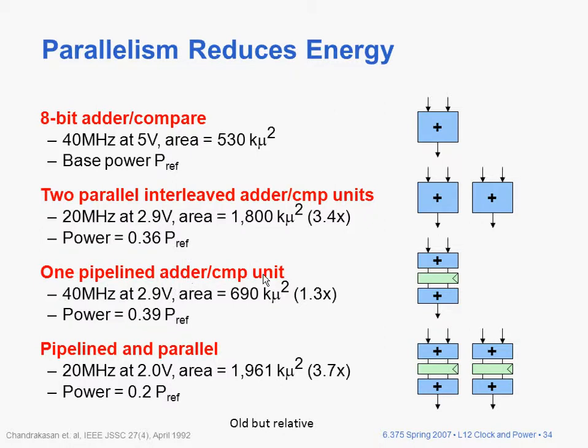One pipelined adder comparator unit again operated at a higher speed, took a little bit more area than the 8-bit adder comparator that was being compared to, 1.3 times the area, for example, but the power was down to 40% of the power required by that one. And pipeline in parallel then was operating at a lower speed, consuming a lot less energy.